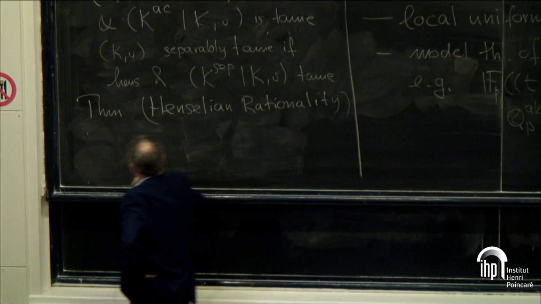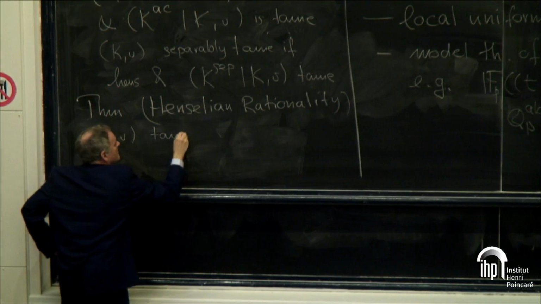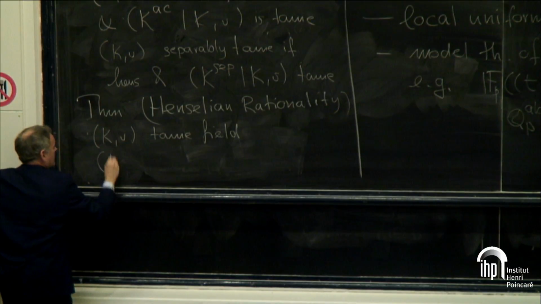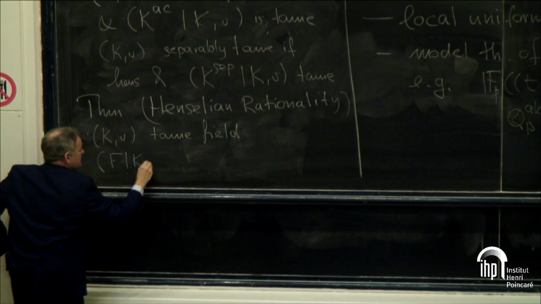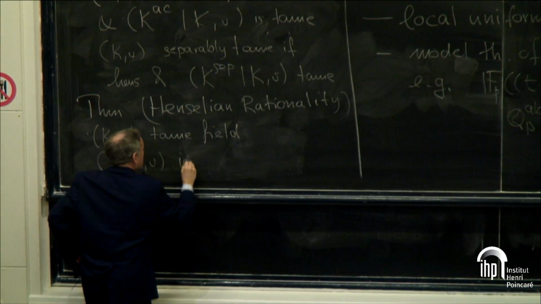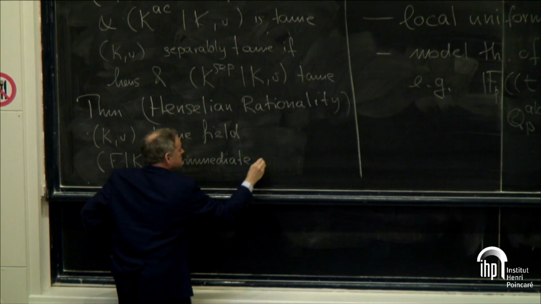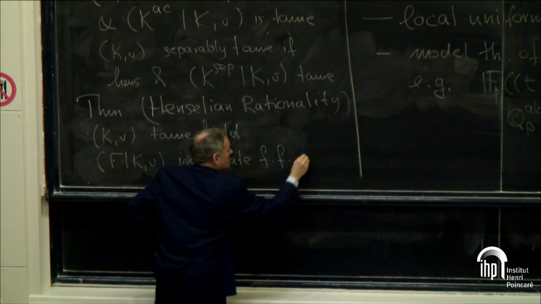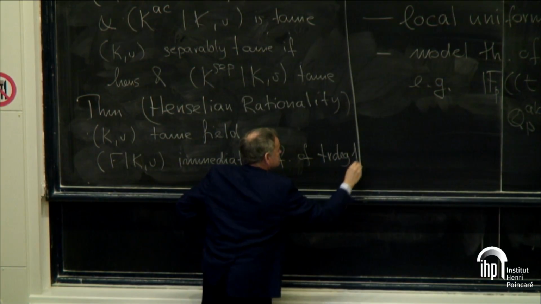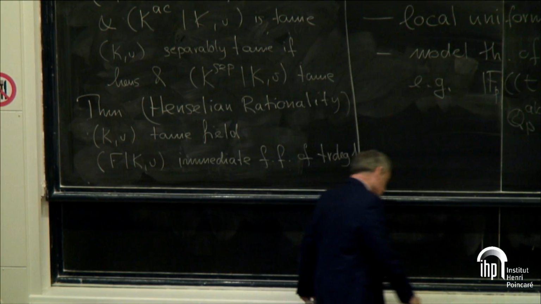You take a tame field, and you take a valued function field that is immediate, so no change of value group and residue field, of transcendence degree 1.